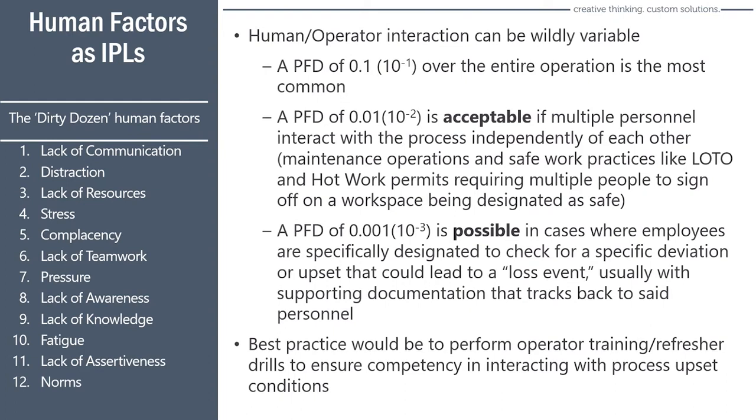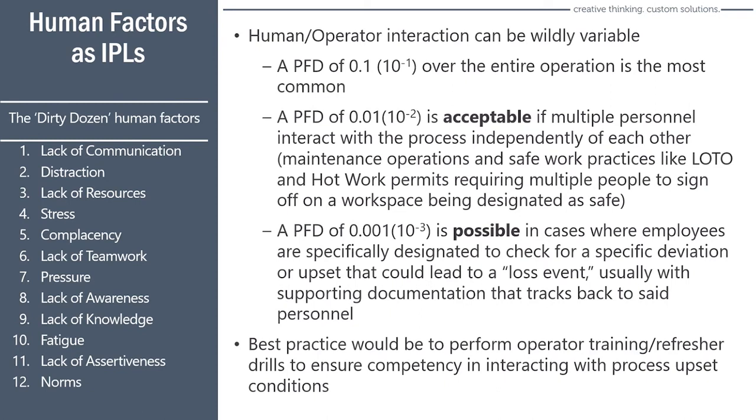If you have examples of 2 people who have to sign off on a process, and good examples, say like a lockout tagout or a hot work permit, you can actually get a 1 in 100 failure rate. You can actually improve your failure rate by 1 or more orders of magnitude. And that is predominantly because now you have 2 separate people looking over the same thing and both having to agree at a certain point that this is okay.